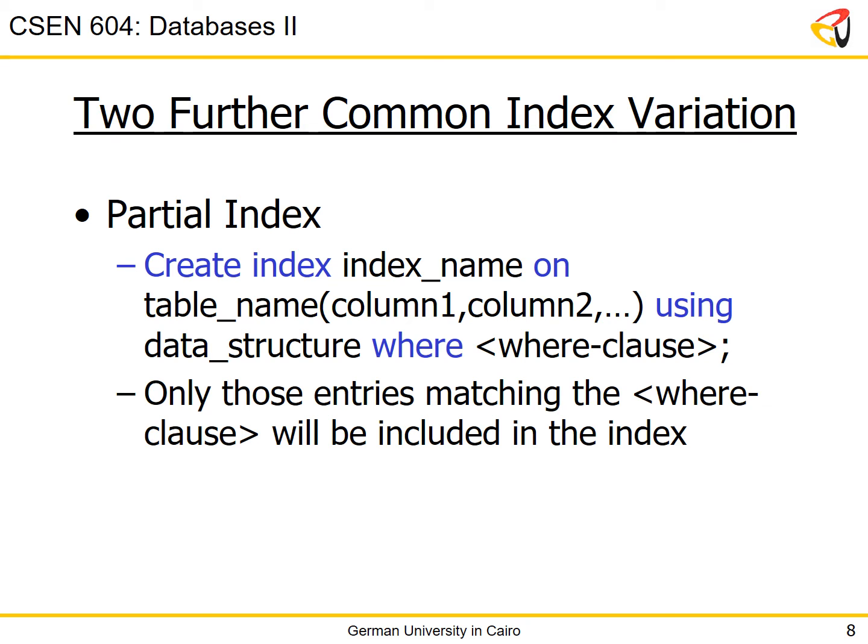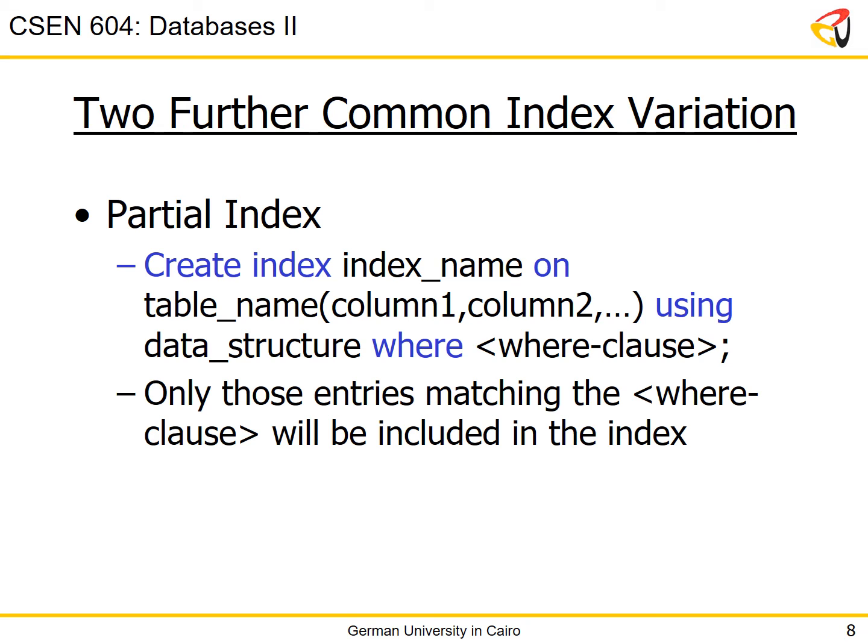Okay? That's why I say here, only those entries matching the where clause will be included in the index. What about the other ones that don't match the where clause? They will not be inserted into the index. Now this sounds strange, because you're building an index to speed up performance, because you're going to get queries asking for rows that match this specific column you're building the index on. But now I'm telling you, actually, you can exclude some of them.